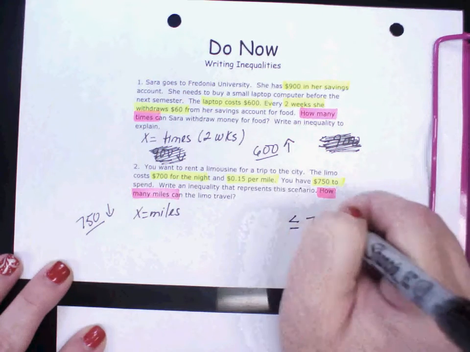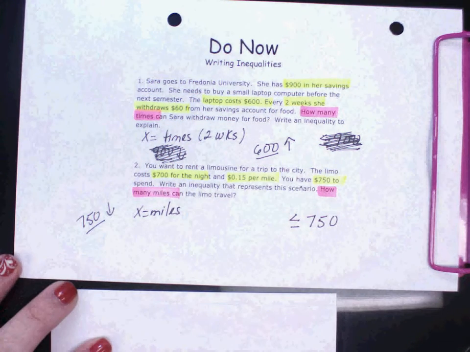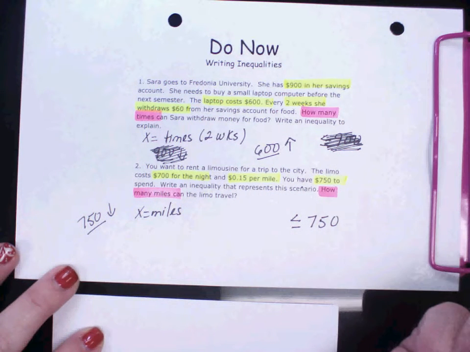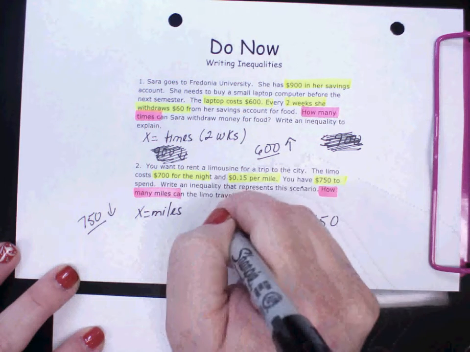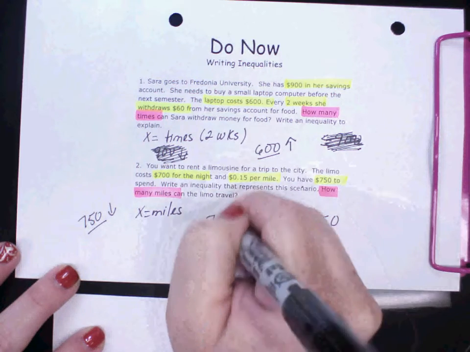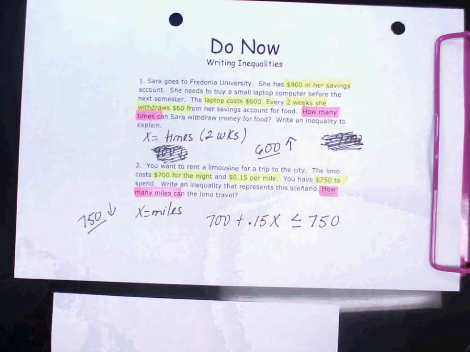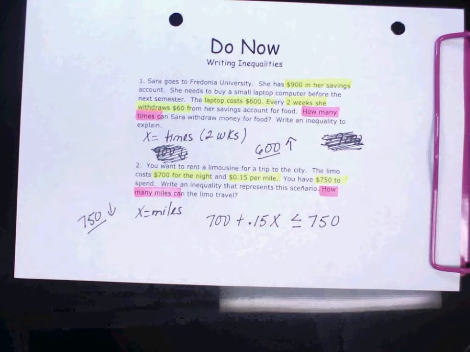How much money do you have? 750. Do you have more than that? No, so it needs to be what? Less than or equal to 750. All right, so $700 per night plus 15 cents per mile. How do I translate that? Thank you, Alondra. 700 plus what? 0.15x. There you go. And that's my inequality. Very good. Are we good?